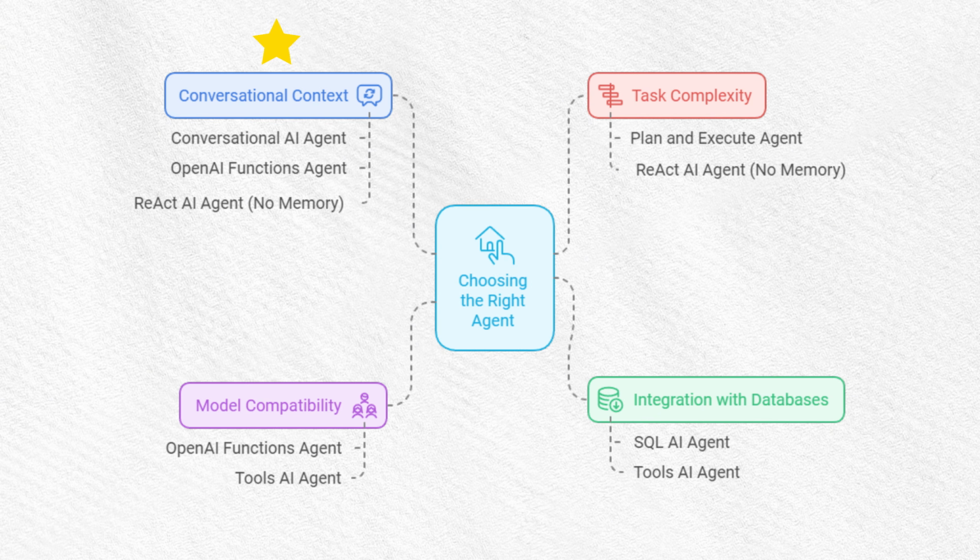For tasks not requiring memory, you can consider the React AI agent. For complex tasks requiring planning and step-by-step execution, the plan and execute node is suitable. For problem solving without the need for conversational memory, you can use React AI agent. You can use SQL AI agent when interacting with SQL databases. You can choose Tools AI agent for workflows involving external tools and APIs.